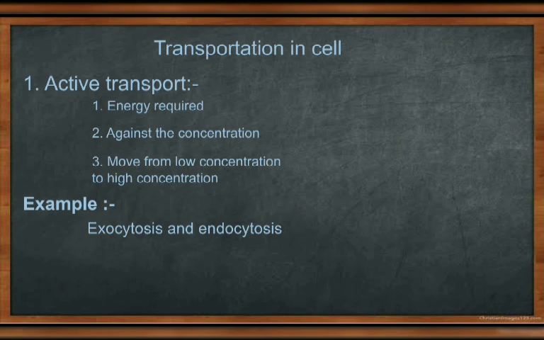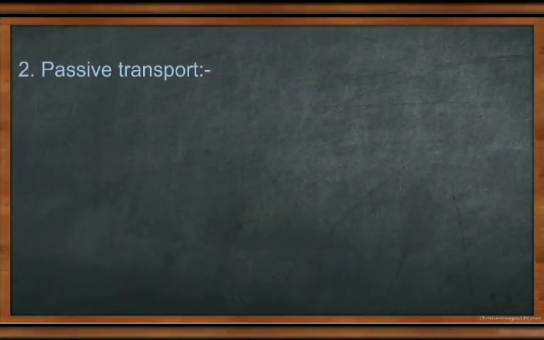Examples are very simple, that is exocytosis and endocytosis, that I already told you. Exo means outside, endo means inside, cytosis means cells. Exocytosis is what? A removal of waste material from the cell is called as what? Exocytosis. Endocytosis what? Taking of any nutrient by the cell is called as what? Endocytosis. So this one.